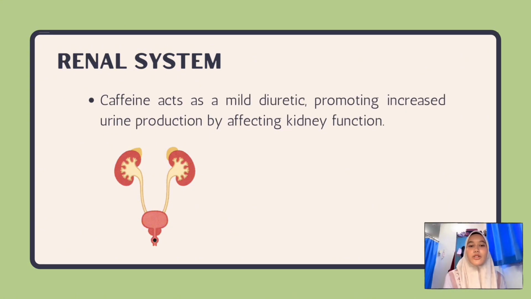Okay, now moving on to the renal system, which plays a vital role in filtering waste and maintaining the fluid balance in our bodies. Caffeine can act as a mild diuretic, promoting increased urine production by affecting the kidney function. It can be achieved by inhibiting the hormone ADH, which normally helps to retain the body water.